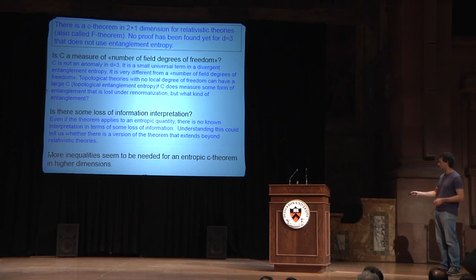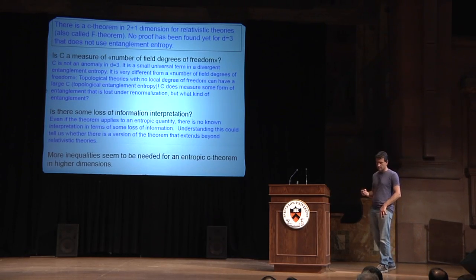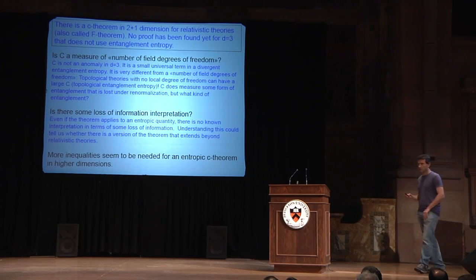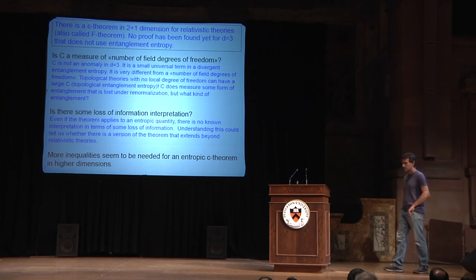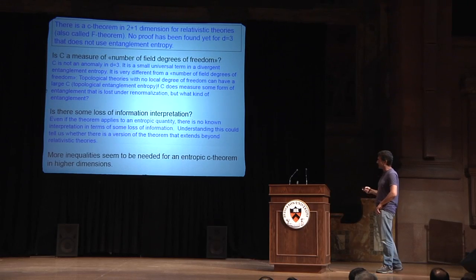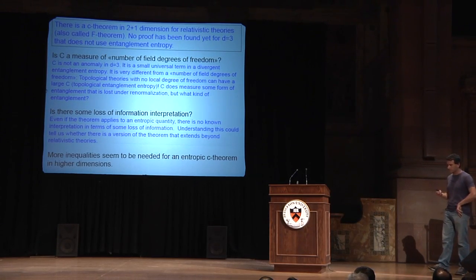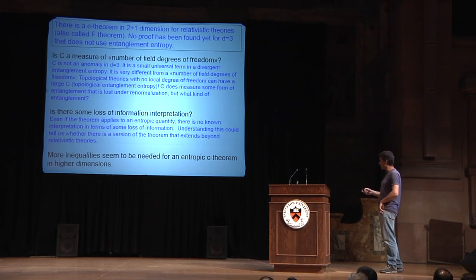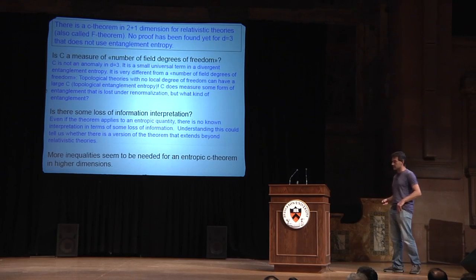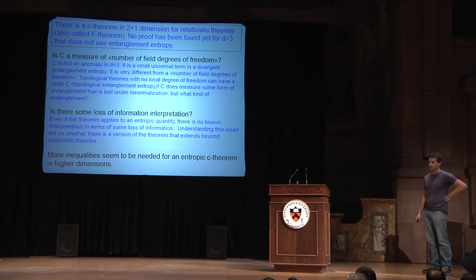And finally, in order to prove the C theorem in dimensions higher than 3 using entanglement entropy, it seems that more inequalities are needed, because with just strong subadditivity, we only get second derivatives of the entropy, and then we cannot eliminate all the ambiguities in the entropy due to the larger number of ultraviolet divergent pieces that it has. So more inequalities seem to be needed, and this could be very interesting because nobody knows such inequalities. Thank you.